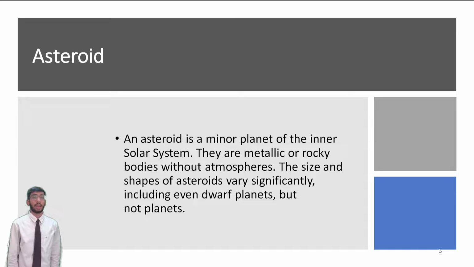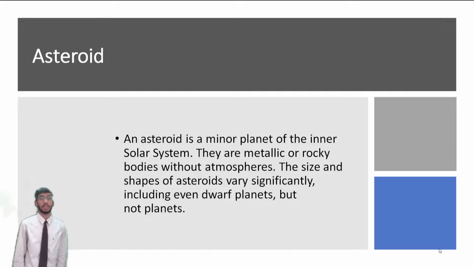Asteroids are minor planets of the inner solar system. They are metallic, rocky bodies without atmosphere. They rotate in orbit under the influence of strong gravitational force from the sun or a planet. The size and shapes of asteroids vary significantly, including even dwarf planets, but not the planets. Next slide.